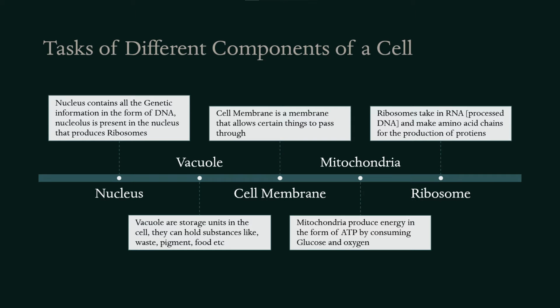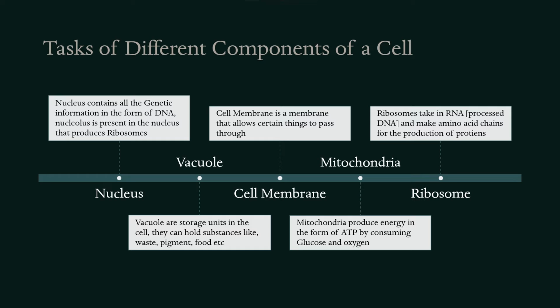First we will talk about the nucleus. Nucleus contains all the genetic information of the cell in the form of DNA. Nucleolus is present in the nucleus that produces ribosome. Ribosomes are helpful in the production of proteins. Vacuole. Vacuole are storage units in the cell. They can hold substances like waste, pigment, food, etc.